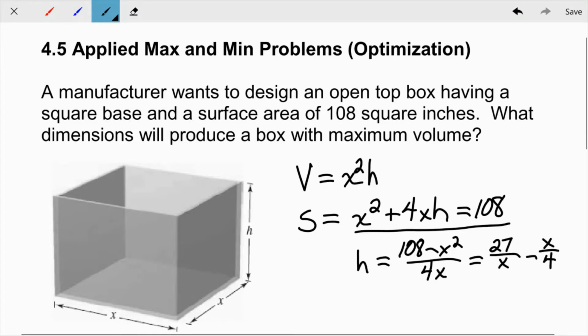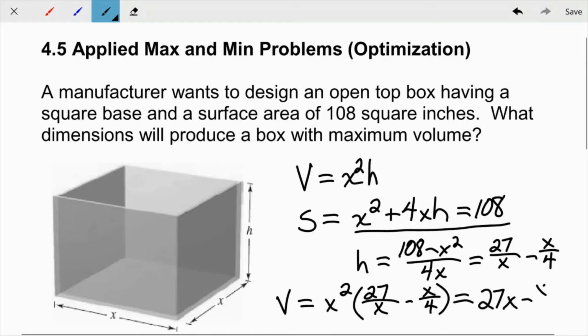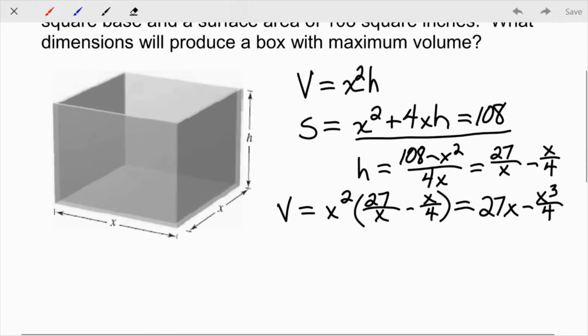Okay, so now I've got an expression for h. So I'm going to rewrite my volume function now so it's in terms of a single variable. That means the volume is the same as x squared times 27 over x minus x over 4. And if I multiply that out, I'll end up with 27x minus x cubed over 4. Okay, so now I've got a really simple volume function that I can work off of. Now it really turns into a little bit of calculus, because how do I find the maximum of this function? Well, I take the derivative, which would be 27 minus 3x squared over 4.